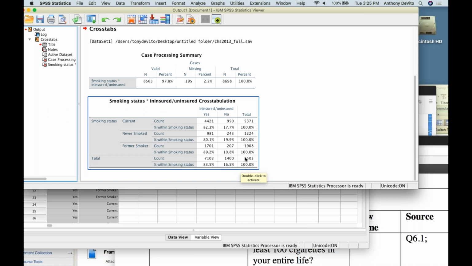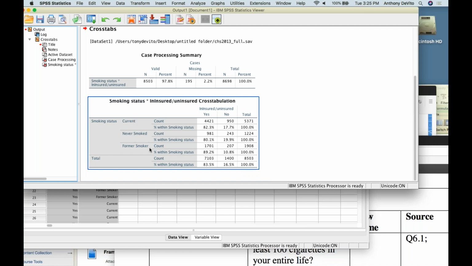Yeah, I guess the others just didn't answer that question, right? So let's see. The percentage of smokers, 17.7, non-smokers, never smoked is 19.9 in the survey. That's kind of weird. So now the, I got this wrong. I have to step back again and explain this table.